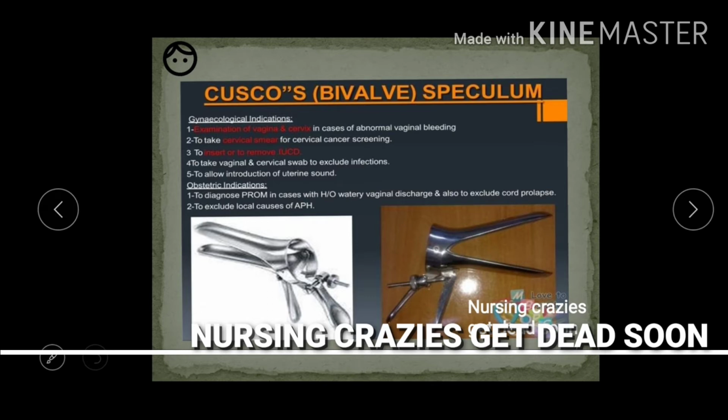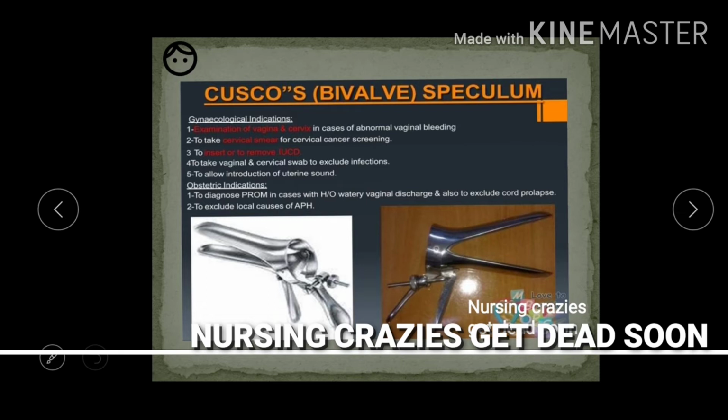Cusco's speculum has a duck mouth shape, and we are using this instrument for the following gynecological indications. First is examination of the vagina and the cervix in case of abnormal vaginal bleeding. If a client is having abnormal vaginal or cervical bleeding, from the outside or with vaginal examination alone we are not able to see the origin of the bleeding.